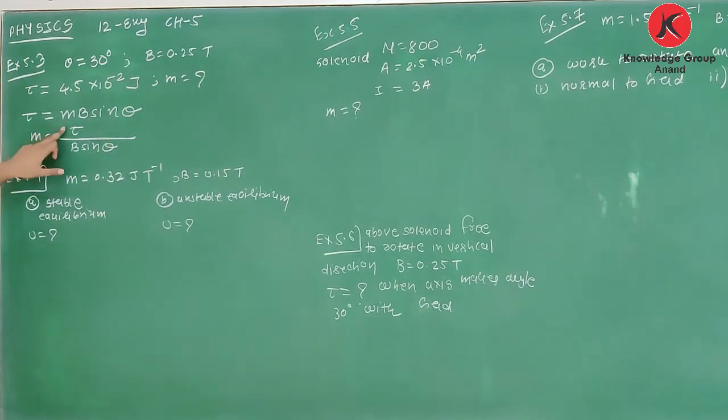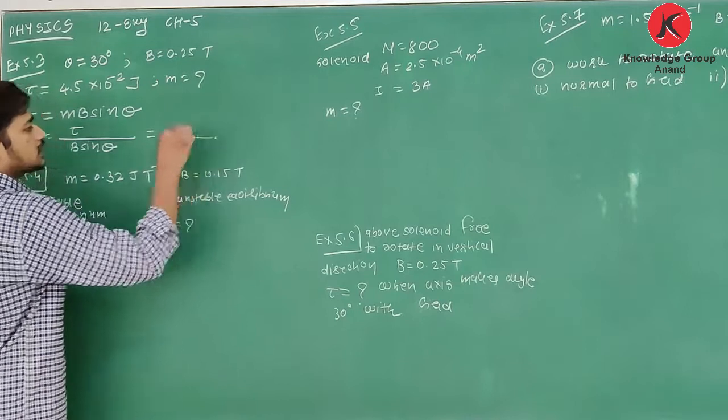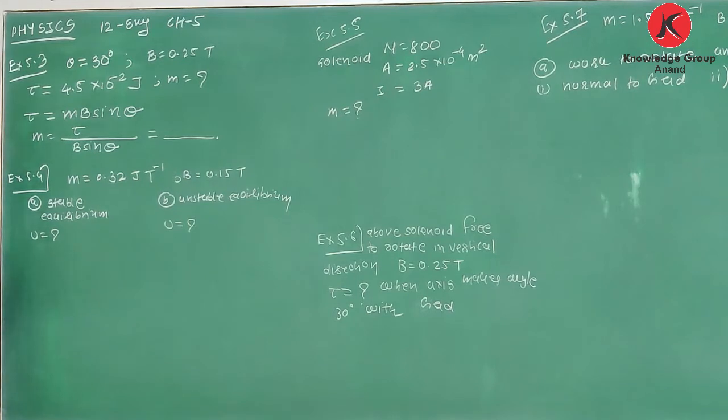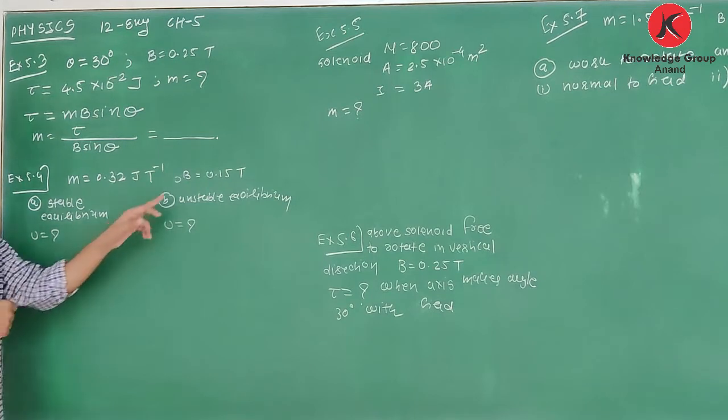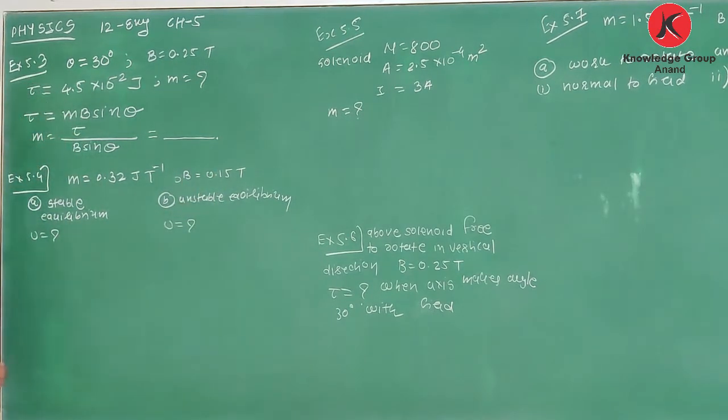You know the value of tau, B and sin theta. You can easily calculate your answer. Clear about this? Okay. Second question, exercise 5.4. M is equal to 0.32 joule per Tesla, magnetic field 0.15 Tesla. Yes, it is a uniform magnetic field.